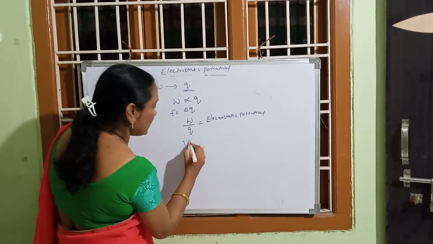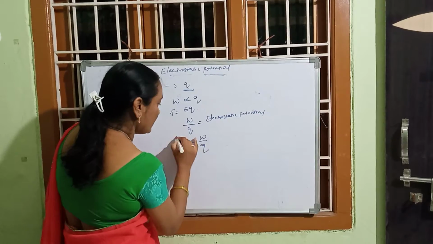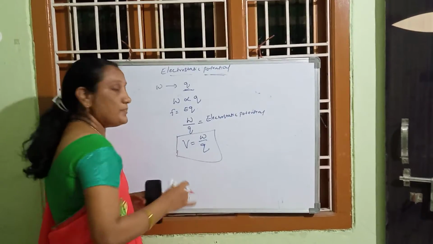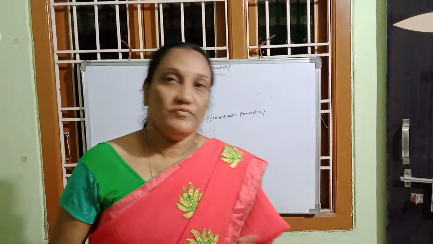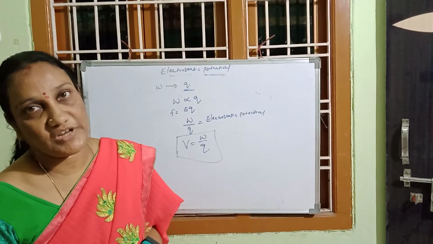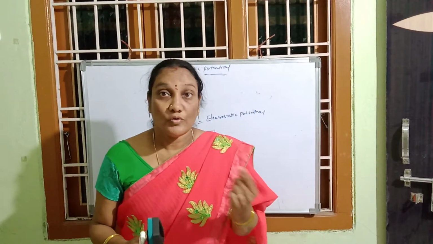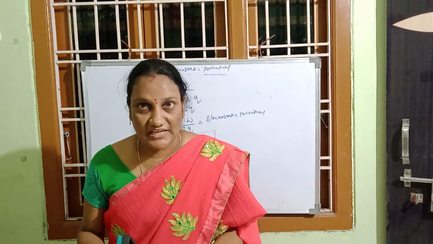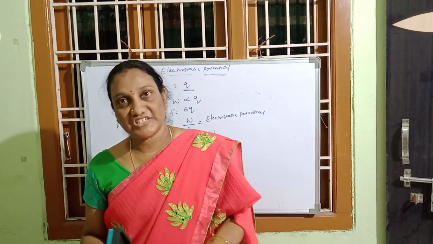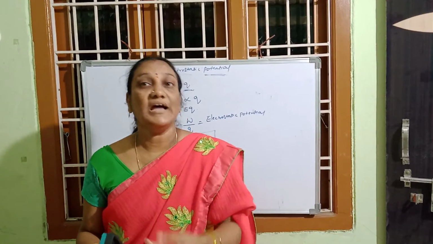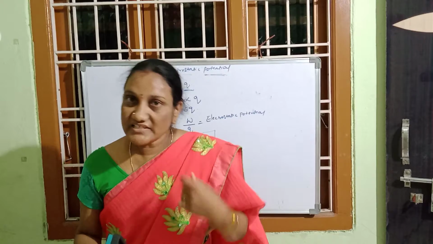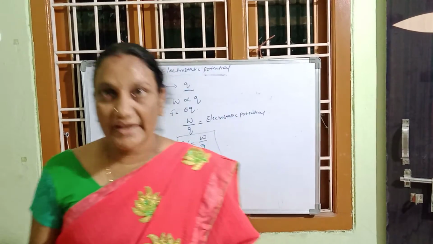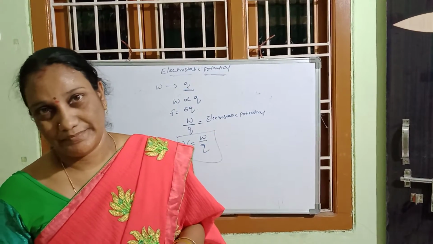and it is denoted by V. So work done per unit positive charge we call electrostatic potential, or electrostatic potential can also be defined as work done in bringing a test charge from infinity to the reference point. In such a way also we can define electrostatic potential, right?